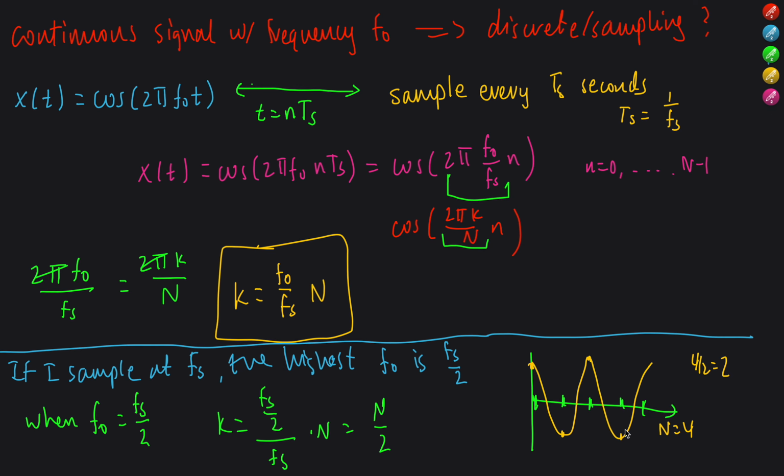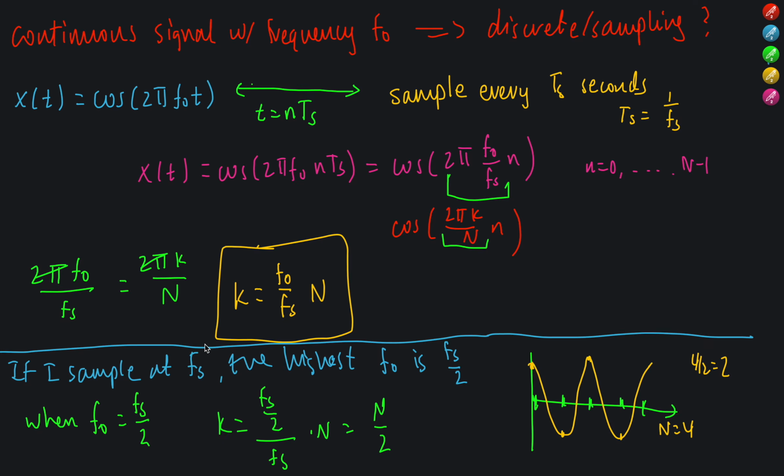So when f naught is fs over 2, we hit this maximum, which means any higher than that, and this thing will get too wiggly, and we won't be able to sample it properly and get the whole signal properly. We'll lose some information from the signal.